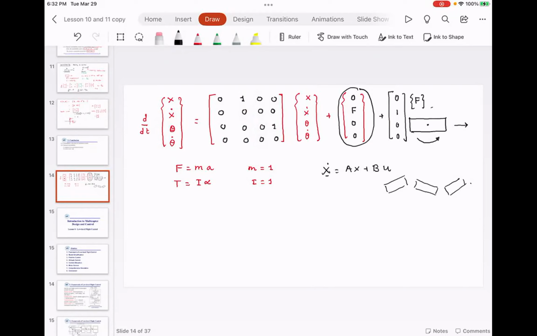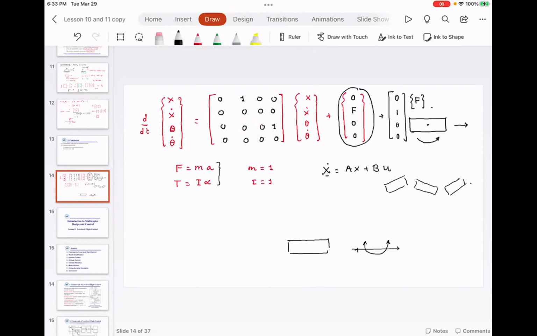So let me explain it to you in just a second what I mean by that, and it will clearly make my point. So you have this object. This object can translate back and forth, and also it can rotate left and right. Do you agree with me? And here, the equation that I really want to implement is F equals m times a, T equals I times alpha.